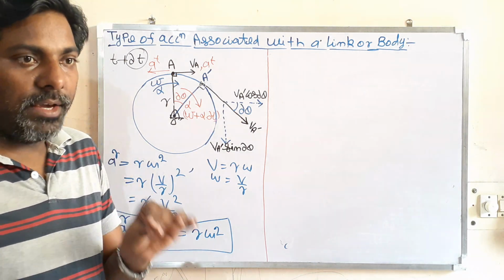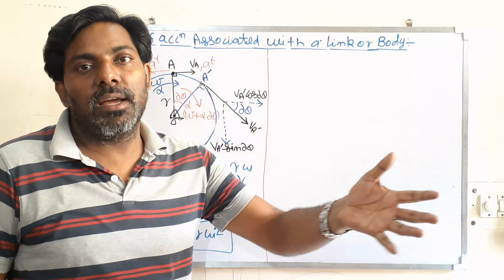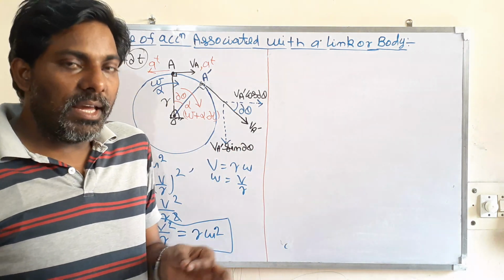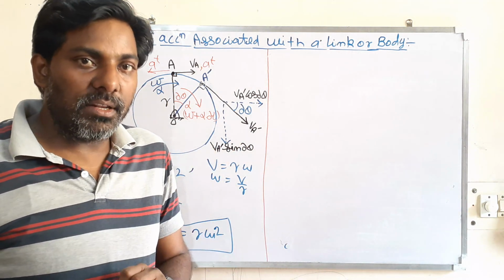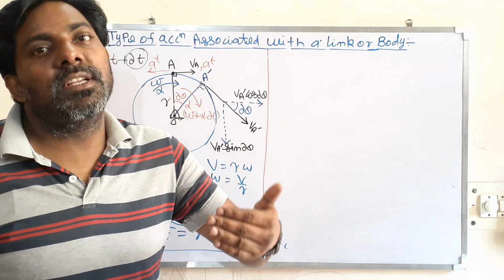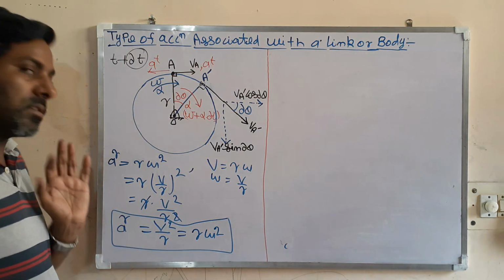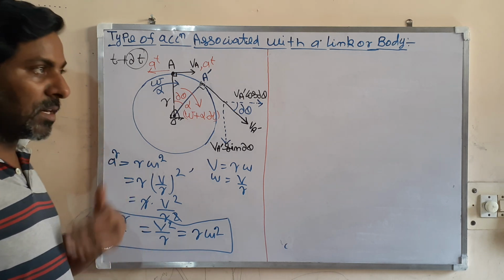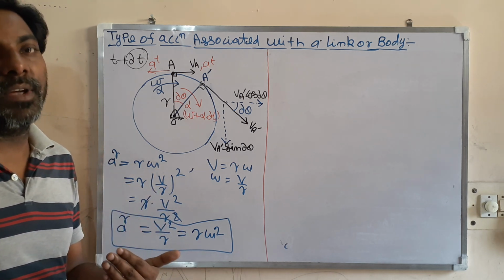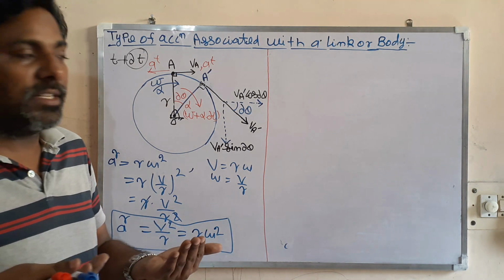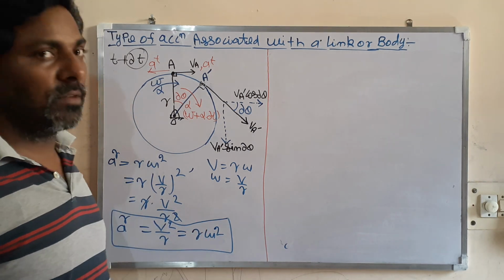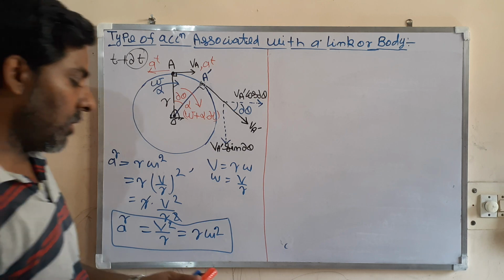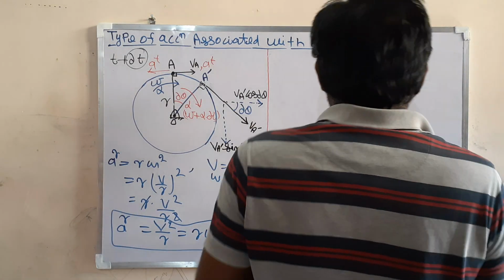So when a body or link is moving in a linear motion like a slider, then the direction of the velocity vector is not changing. If the direction of the velocity vector does not change, then the radial acceleration will be 0. So the radial acceleration is because of the changing direction of the velocity vector. If the direction is not changing, then the radial acceleration will be 0.